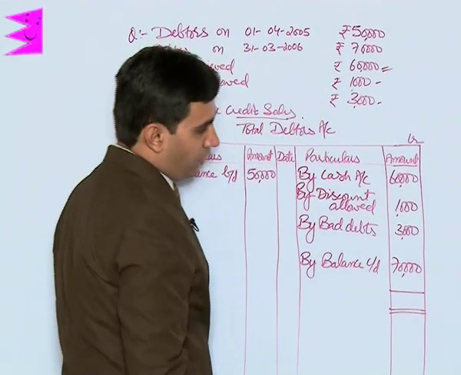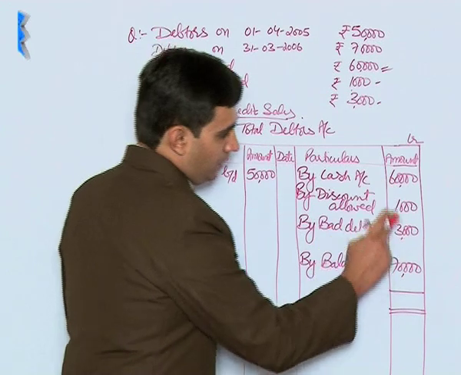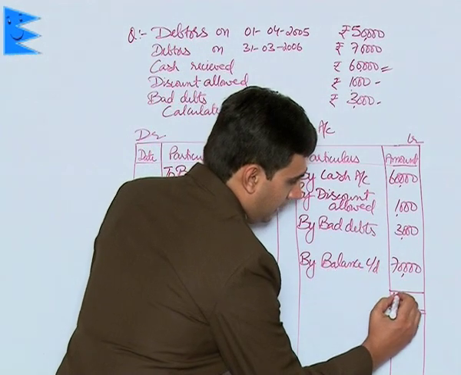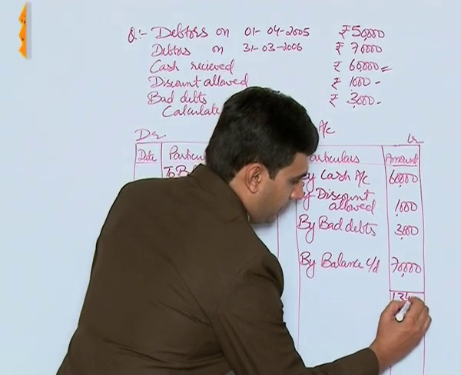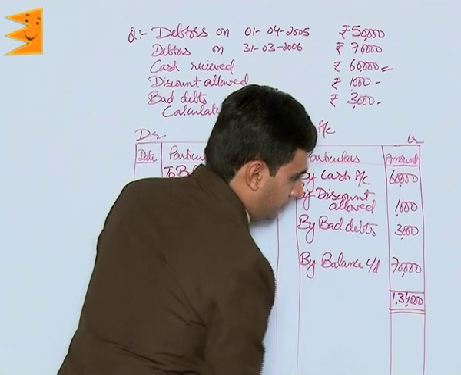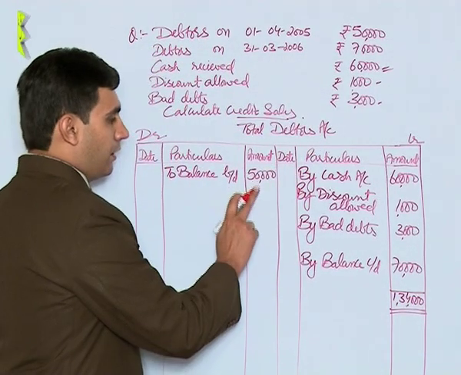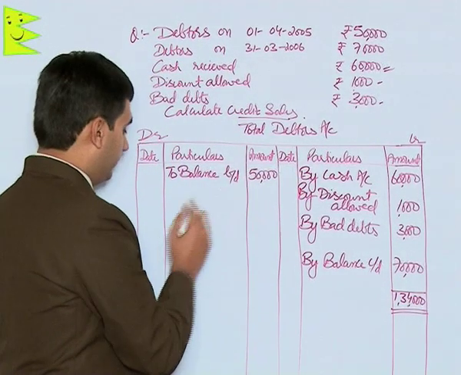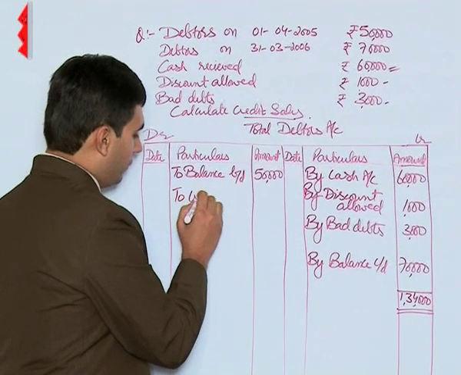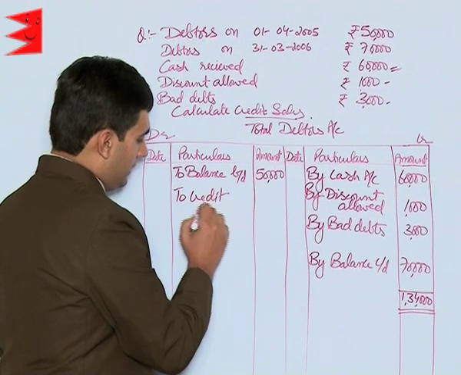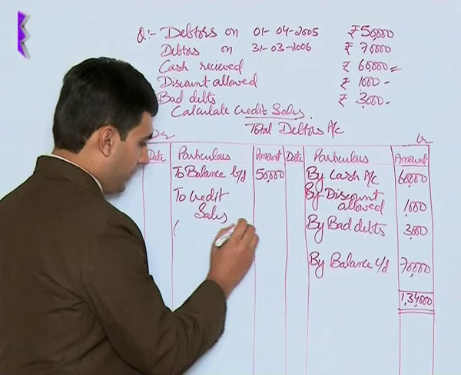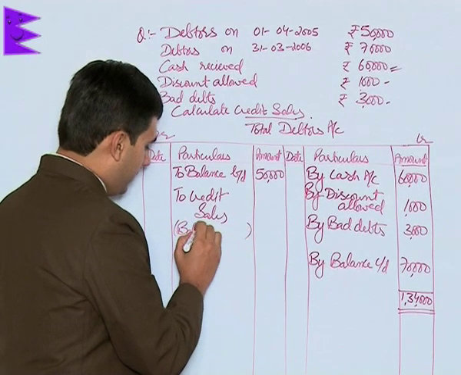Totaling this out, the total on this side comes to 1,34,000. Subtract 50,000, we will have to credit sales, which would be the balancing figure.